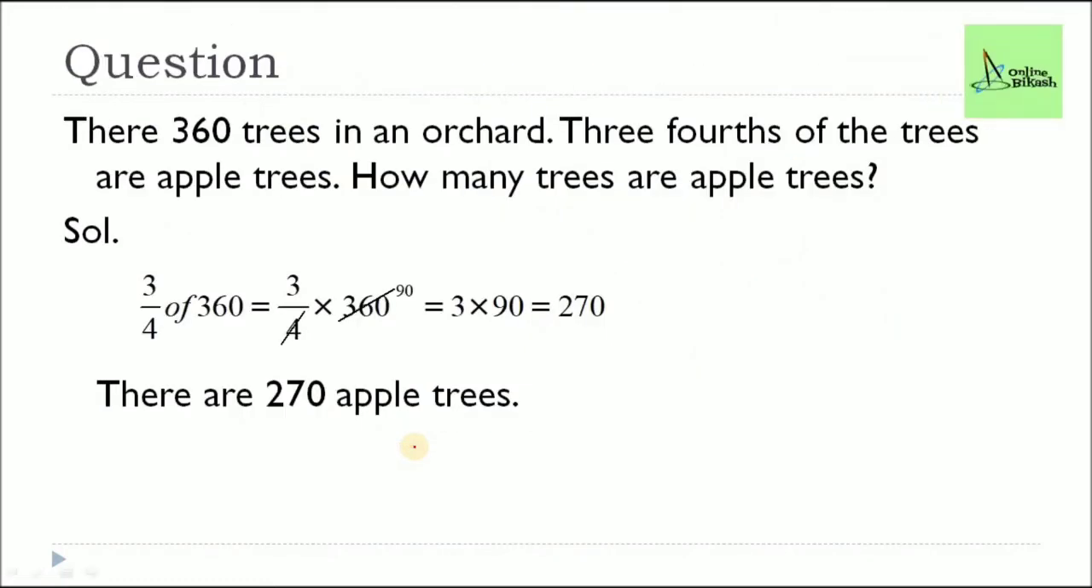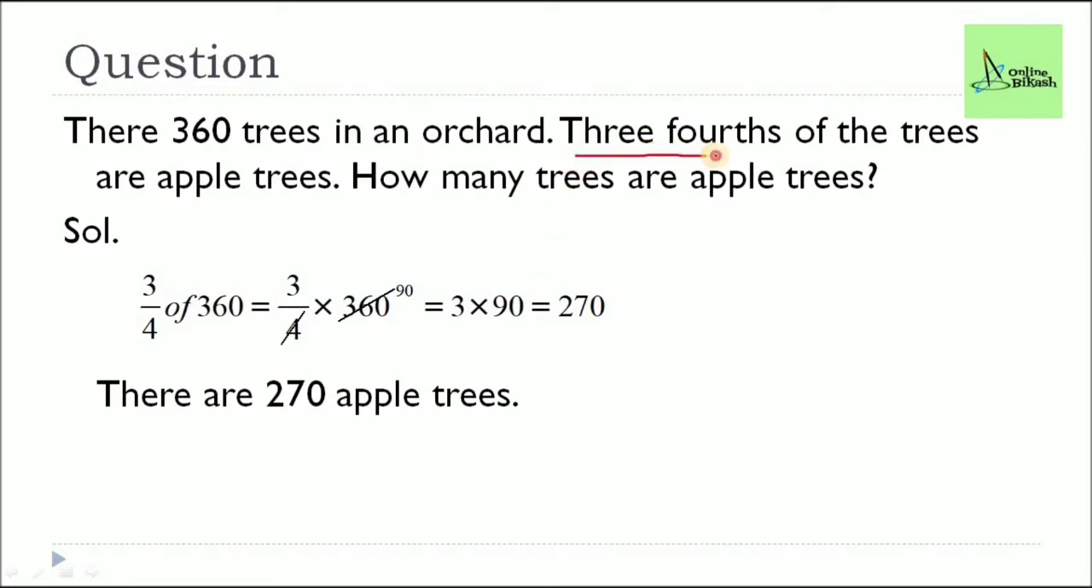Okay, now I have some questions, some word problems. Let us see them. There are 360 trees in an orchard. Orchard means like a garden-like structure. There are a lot of trees there. So there are 360 trees in an orchard. 3/4 of the trees are apple trees. Try to understand this. 3/4.